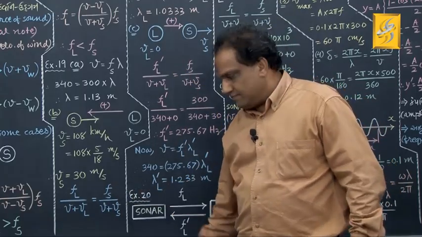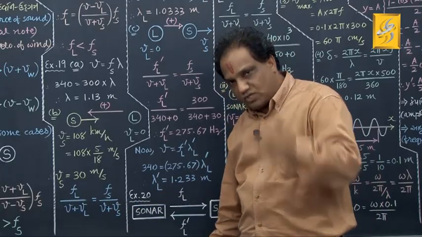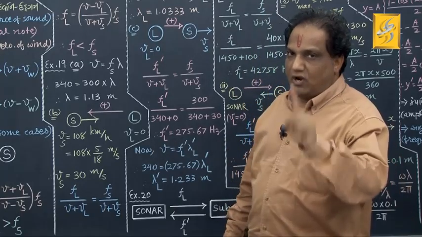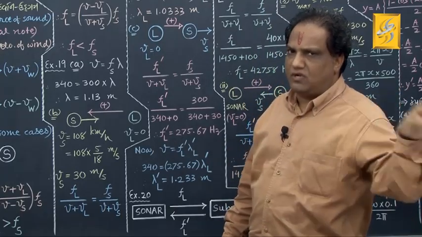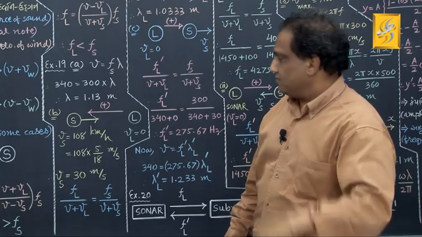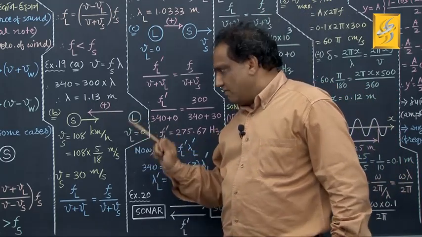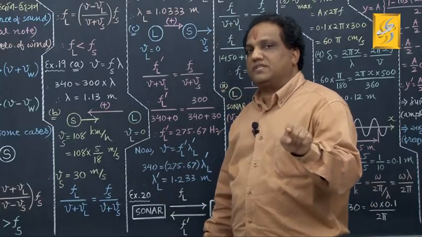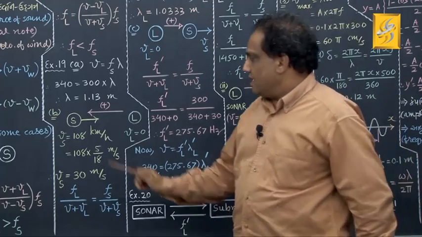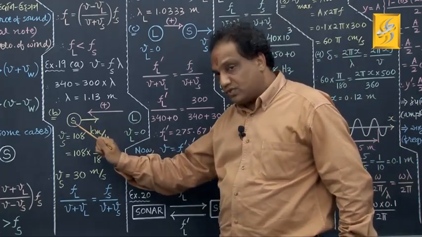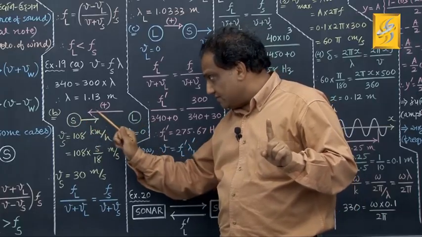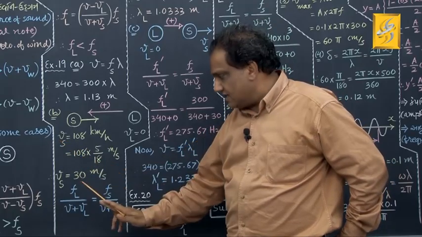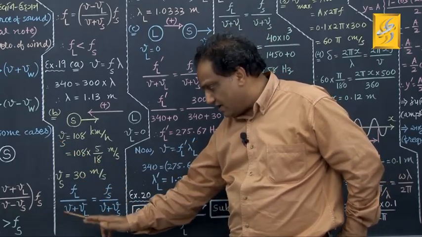Okay, fine. Now apply the standard formula: FL upon V plus VL equals Fs upon V plus Vs. Recall the sign convention. Velocity in a direction from listener to source should be taken positive. And if the direction is reversed, then it should be taken negative. Now tell me, this direction of velocity of source is opposite to this direction, so it should be taken minus. So Vs we should take as minus 30 in this formula.